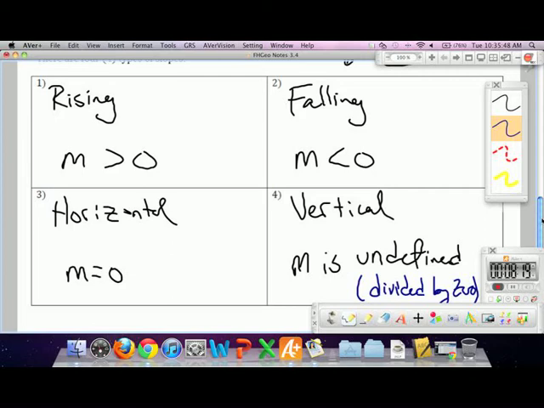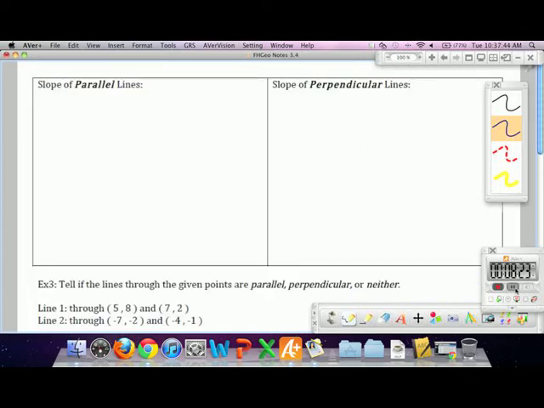Kind of the heart of the matter is why we're even bothering with slope today: we want to eventually use them to find lines that are parallel and lines that are perpendicular. The slope of two parallel lines, if you recall from last year, maybe you didn't, have equal slopes. So in algebra fashion, m1 is equal to m2.